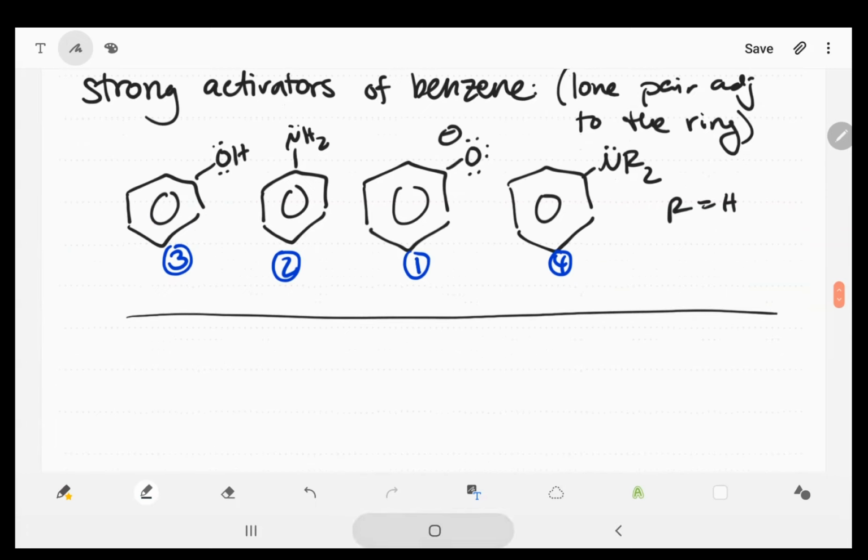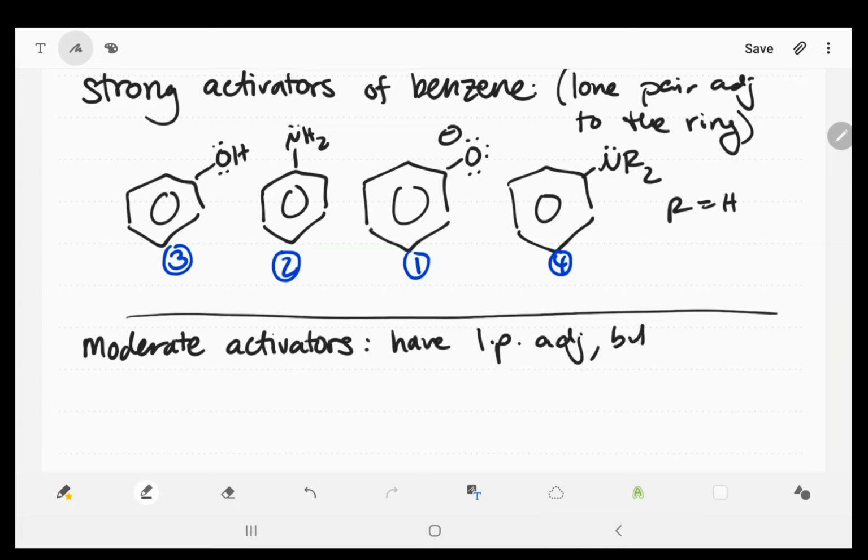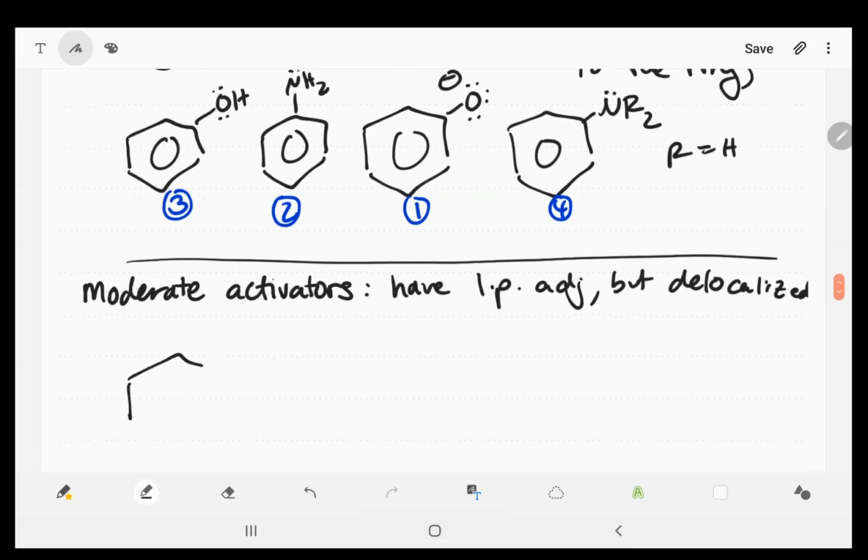We're going to see that we also have moderate activators. And these are going to be, they have lone pairs adjacent, but they're delocalized. And what I mean by that is we might have something like an ester, but it's the non-carbonyl side of the ester. So we do have lone pairs here that could feed into the ring, but they can also resonate the other way. So they're not as strong as activators.